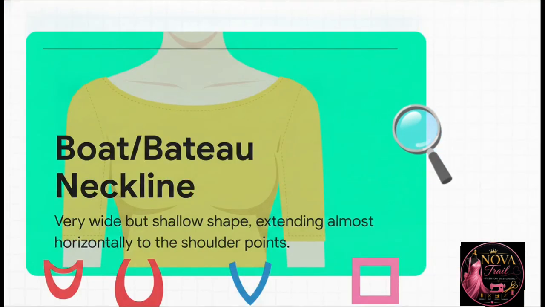Then we have the boat or bateau neckline. This is a masterclass in maximizing width while minimizing depth. It's incredibly shallow, dropping only 3 to 4 centimeters down the front, but it sweeps almost entirely horizontally across to your shoulder points. It's a gorgeous classic look.